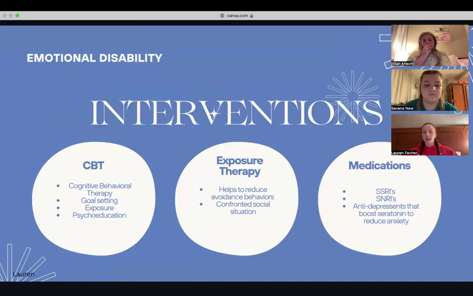Some interventions. The first one is CBT, which is cognitive behavioral therapy. This helps with goal setting, any type of exposure, and then psychoeducation. The next is exposure therapy, which helps to reduce avoidance behaviors and confront any social situations. Then we have some medications that people can go on. Some of those are SSRIs or SNRIs. They're both an antidepressant that can boost serotonin to reduce any anxiety.